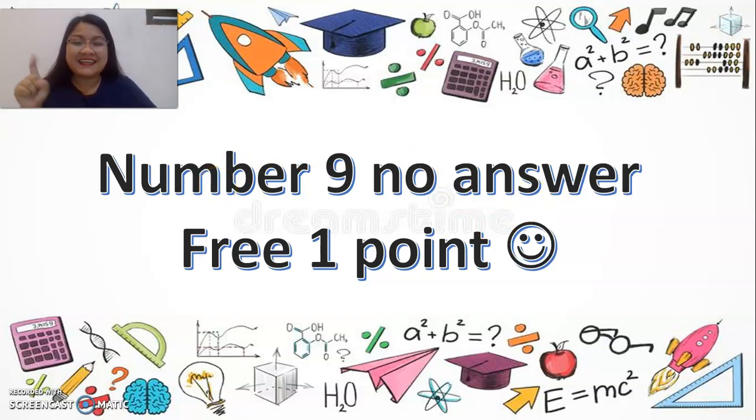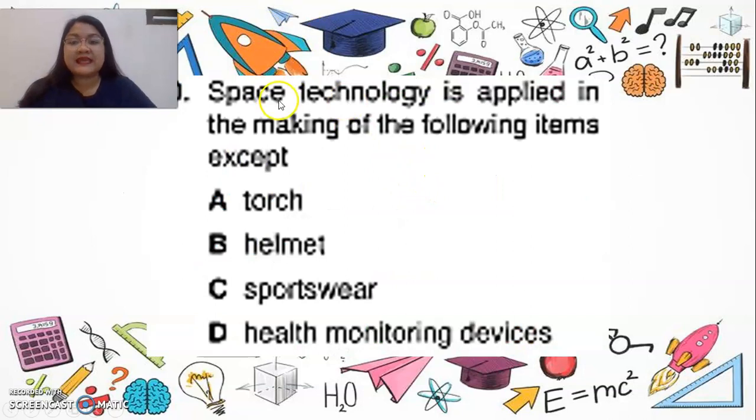Okay, next. Number 9 on your workbook has no answer, so it means you got a free 1 point. And the last one, number 10. Space technology is applied in the making of the following items except for one. So which is not a part of space technology being applied to make some items? Letter A, is it torch? B, helmet? C, sportswear? Or D, health monitoring devices? Okay, very good. The correct answer is letter A.